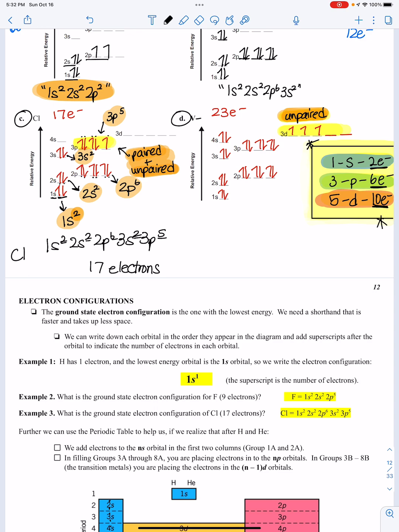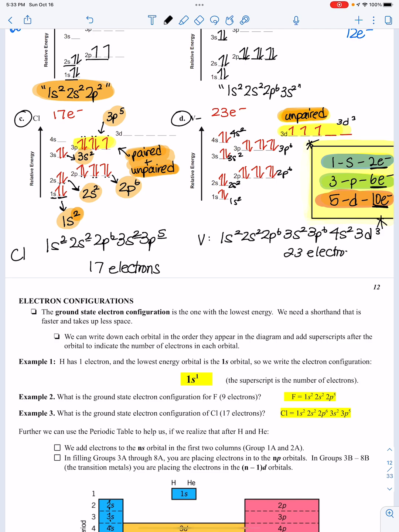And we could do the same thing for vanadium. I'll do the same thing. We'll have 1s2, 2s2, 2p6, 3s2, 3p6. Now it goes to 4s2. This is weird. The 4s is below just an itty bit the 3d. And this is 3d3. So vanadium will be 1s2, 2s2, 2p6, 3s2, 3p6, 4s2, 3d3. That was a long one. Altogether, 23 electrons, all those numbers on the top.